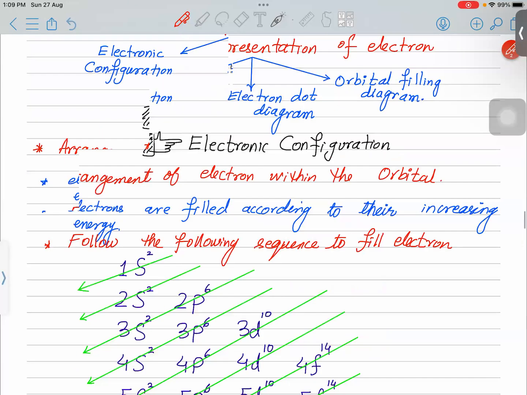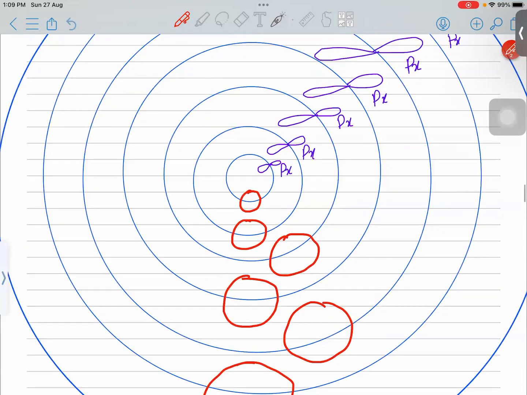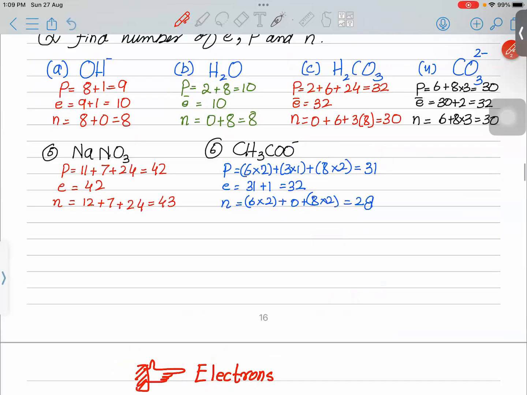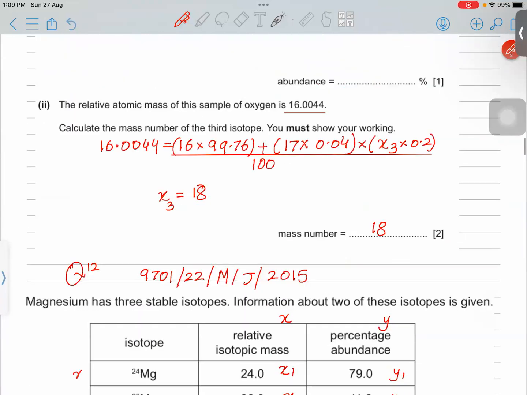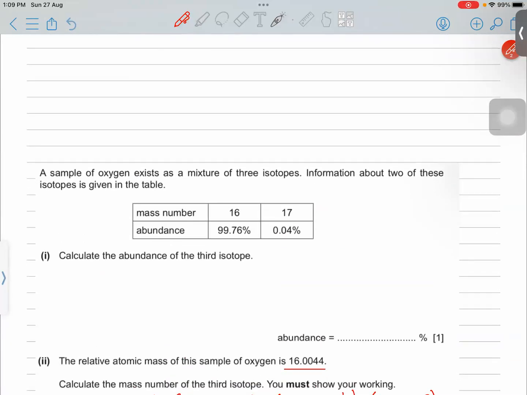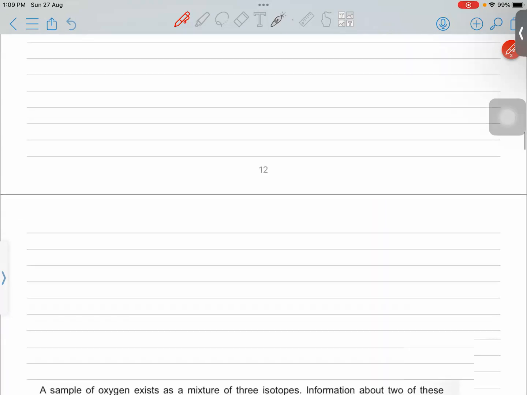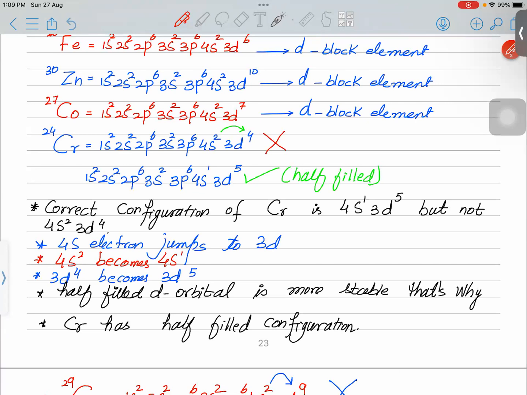This is electronic configuration, these are orbitals, types of orbitals, electrons. These are the numericals. Okay, so can I move to past paper questions right now, or should I start a new chapter?